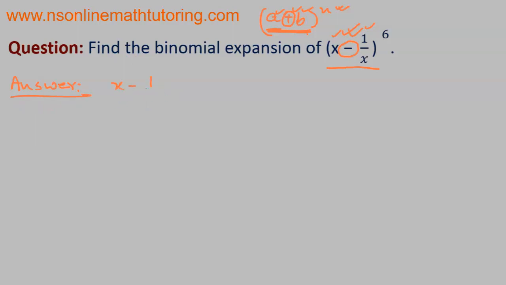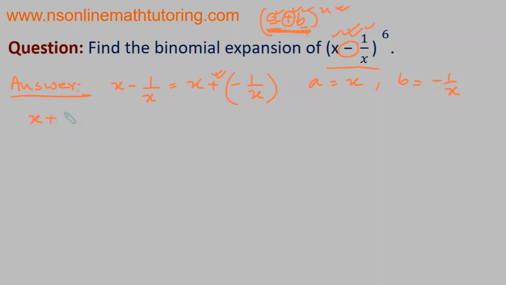X minus 1 over x, this is a binomial expression. This can be written as x plus negative 1 over x. Okay? If we write x minus 1 over x as x plus negative 1 over x, then we are getting this plus sign in between the two terms. And a and b are variables. So, a in this case is having a value of x and b is having a value of negative 1 over x. Okay. Now we are in a position to use the binomial expansion.